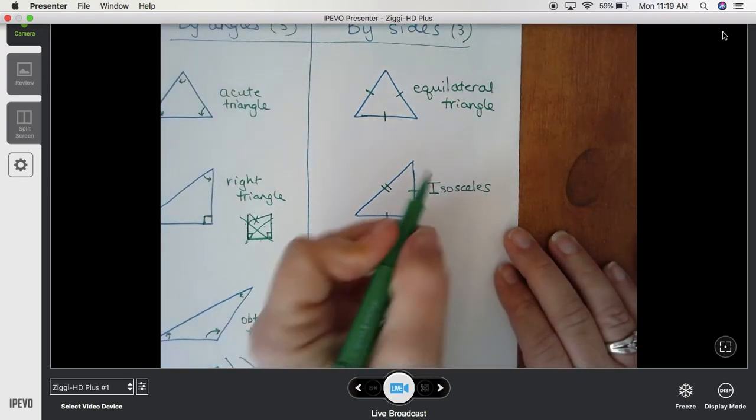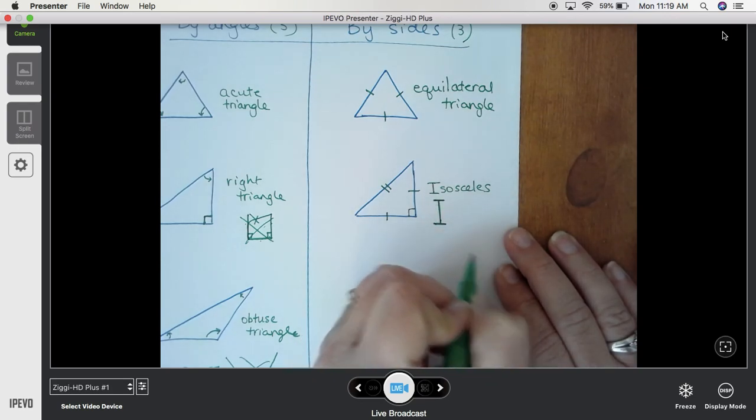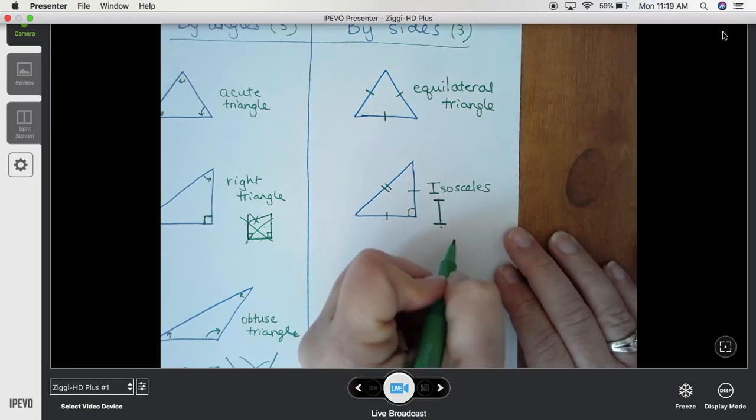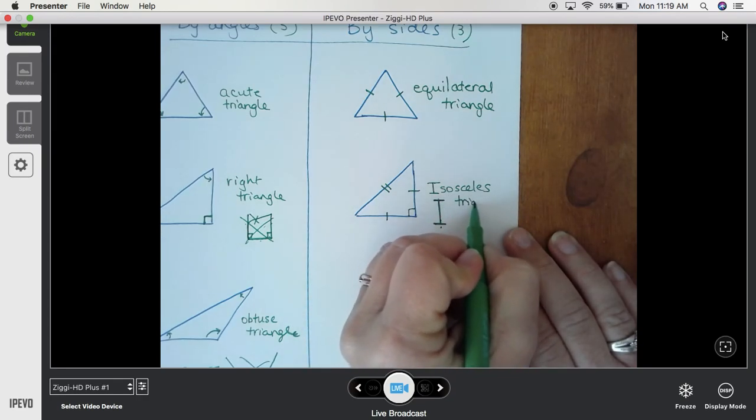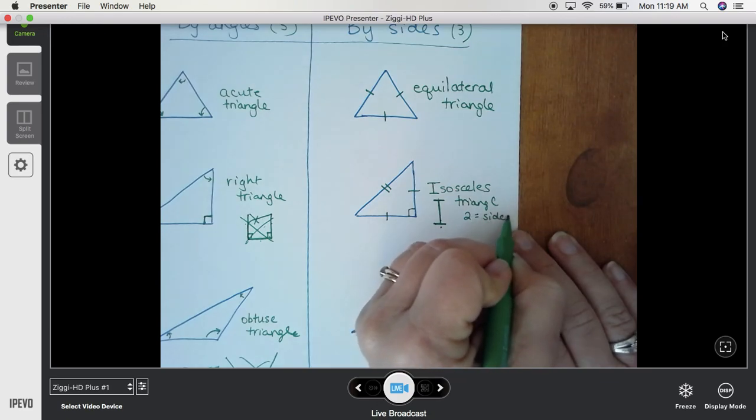The way I remember that, if you look at the capital I, it has 1 long side and 2 short sides. So 2 sides are the same and 1 is different. So an isosceles triangle has 2 equal sides.